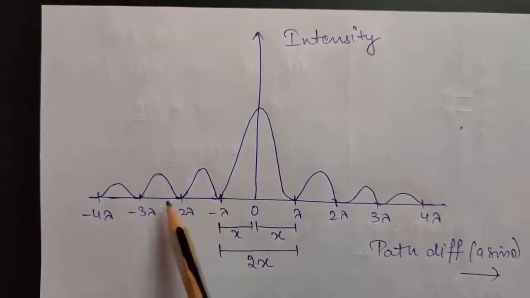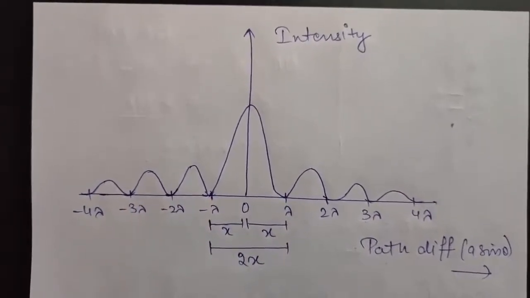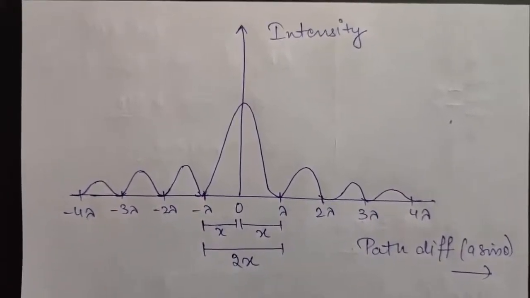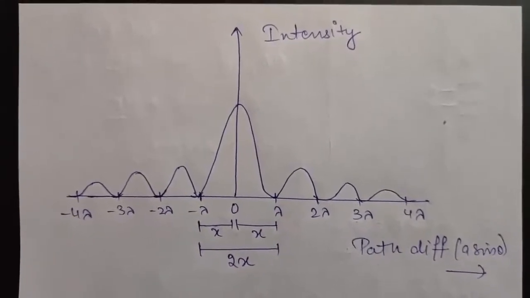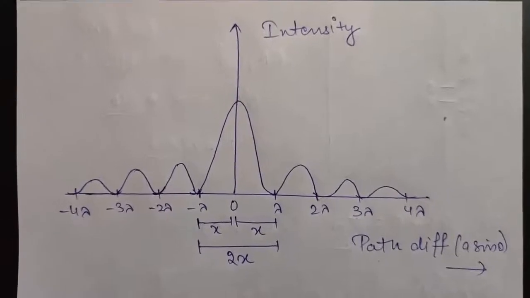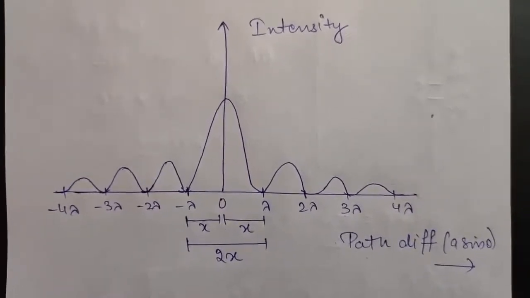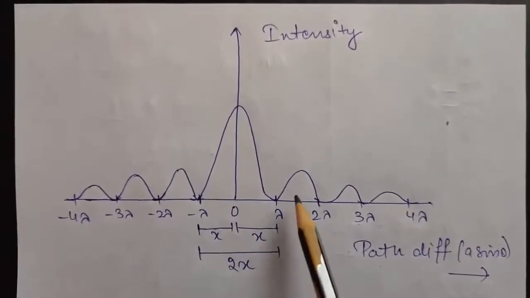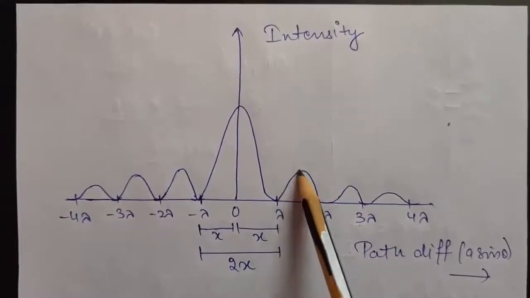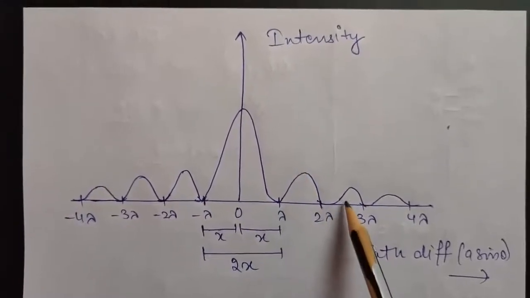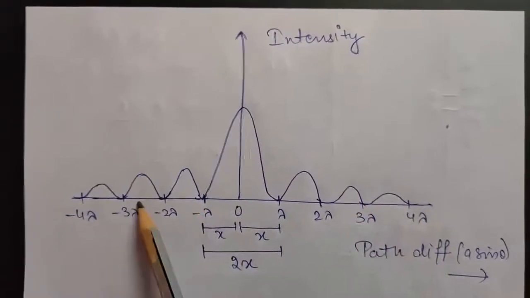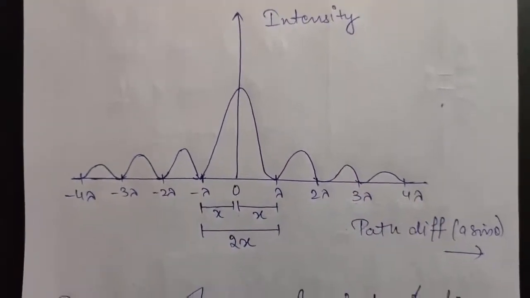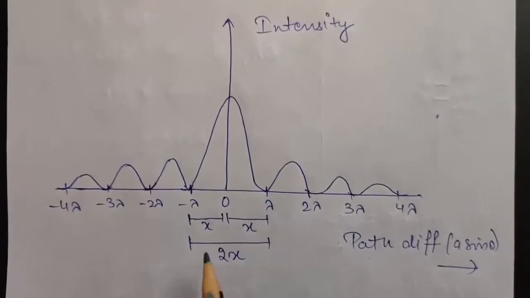And as I told you, (2n plus 1) lambda by 2 are the path differences for your secondary maxima. So this will be 3 lambda by 2, you have a first secondary maxima. This will be 5 lambda by 2, you have a second secondary maxima, and so on both the sides. So that means the conditions that we have derived are satisfied in this graph.